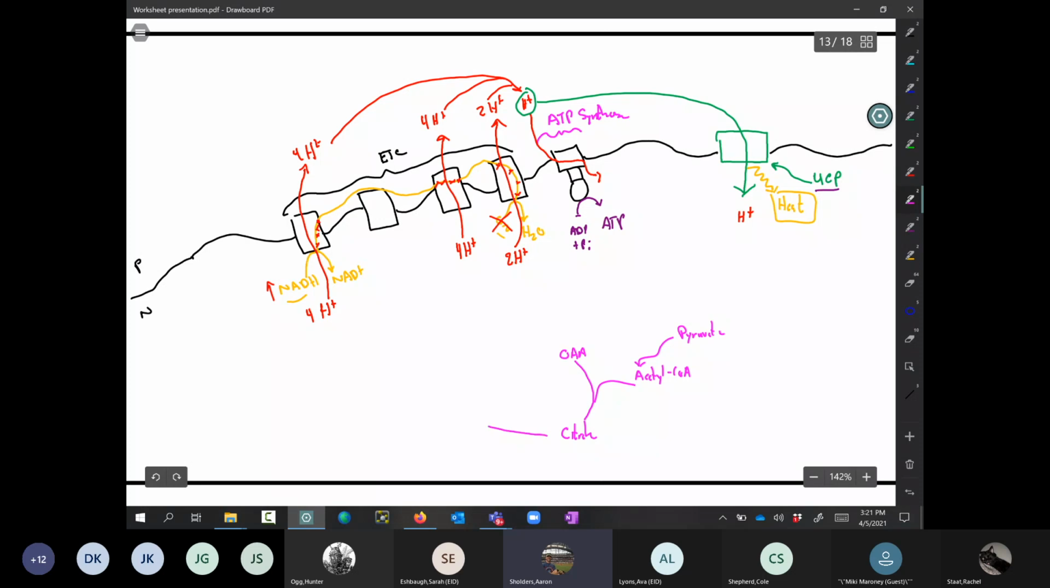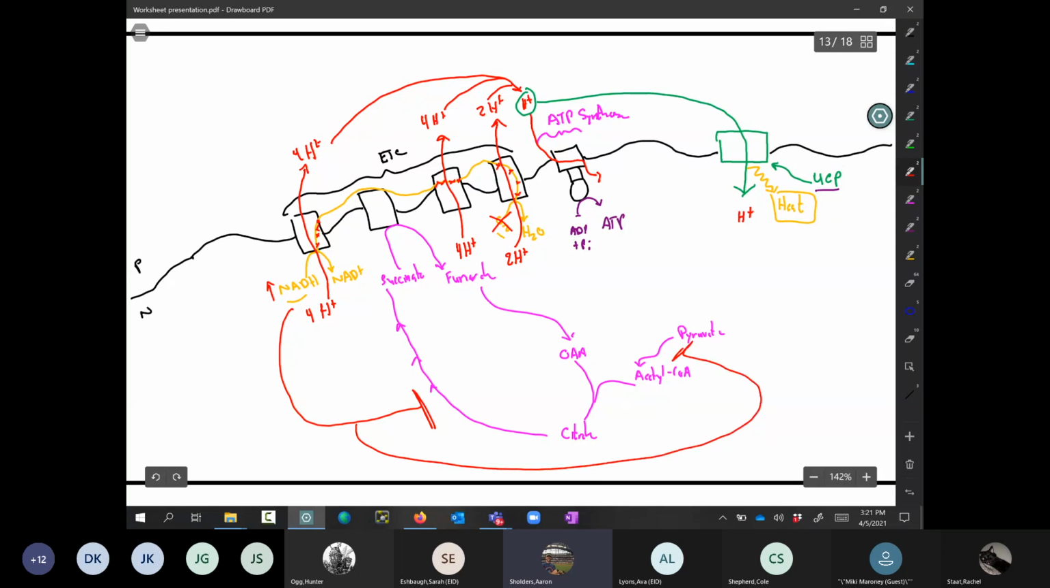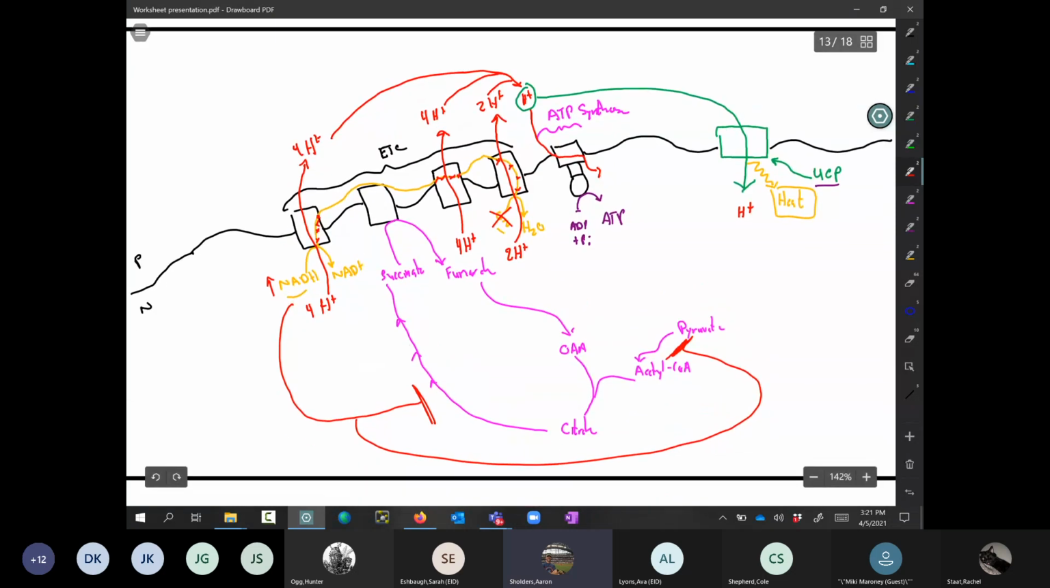Then there will be a bunch of stuff that happens, but I'll connect it to this. Succinate will be converted to fumarate. There are several steps in here that I'm just breezing over for brevity's sake. But when NADH levels accumulate, they will feed back and inhibit several steps in the citric acid cycle. They will also inhibit PDC. So PDC will be inhibited by NADH levels, and that will prevent pyruvate from being converted to acetyl-CoA.